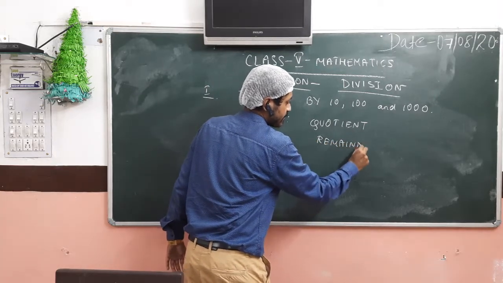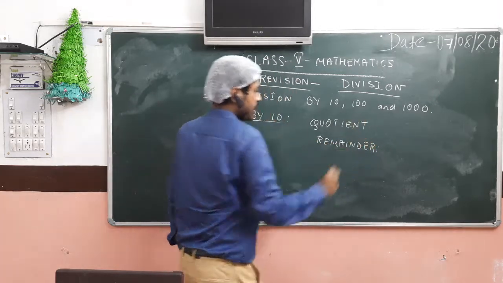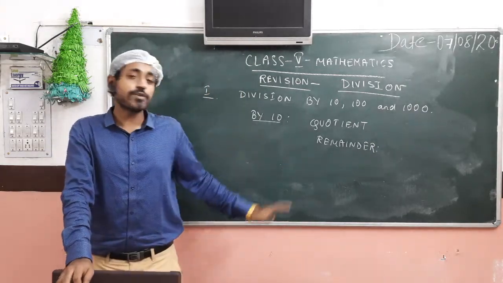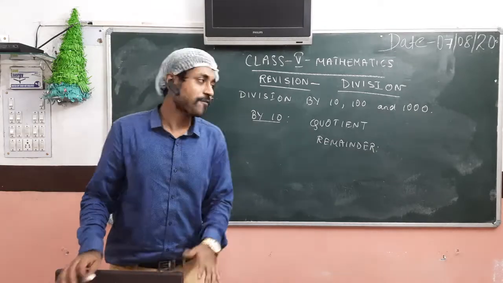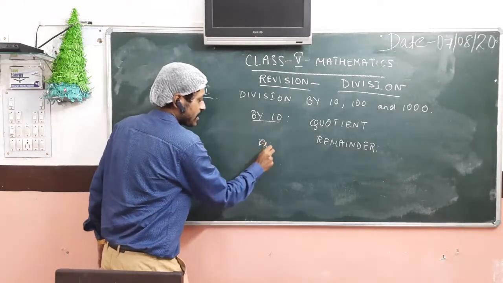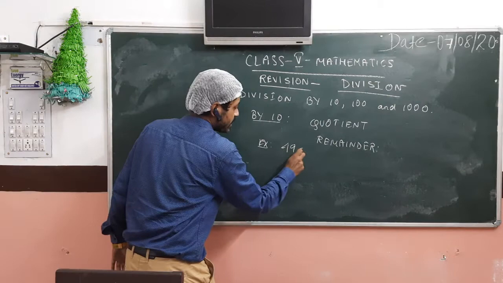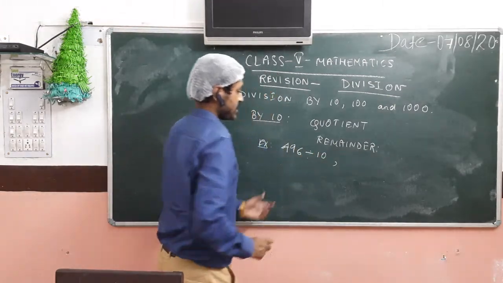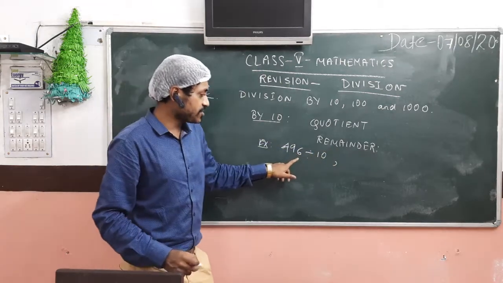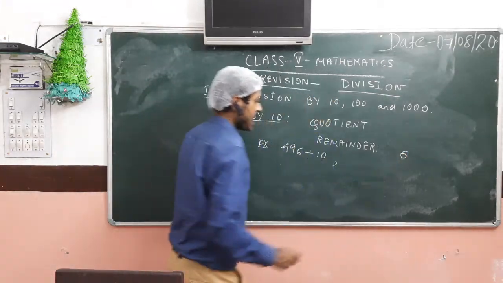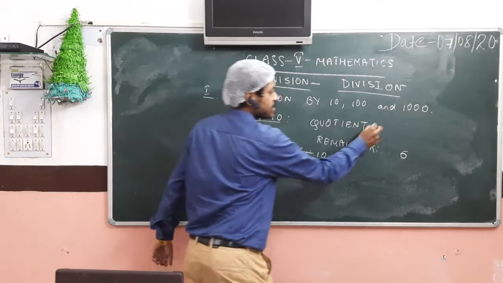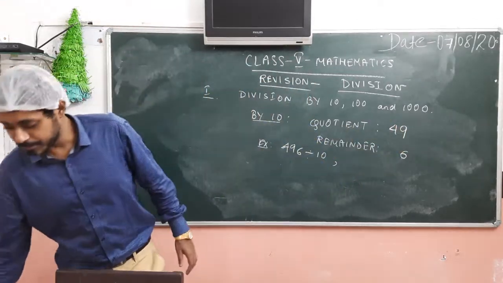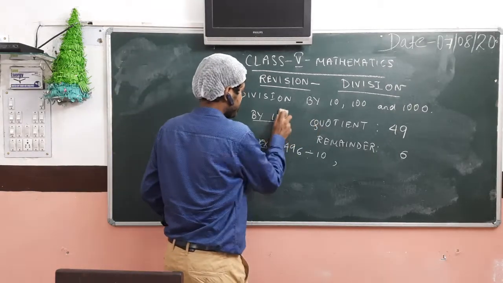first let us understand for the remainder. The remainder will be the digit in the units place and the quotient will be everything that is left. For example, if we consider a number 496 divided by 10, in that case, the remainder will be only the digit in the units place, that is 6, and the quotient will be whatever is left, so therefore 49. Understood? Now, we do division by 100.